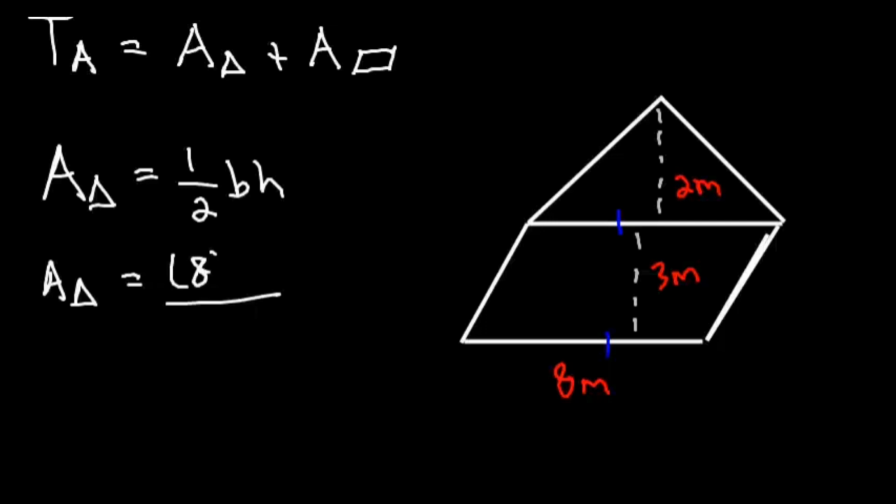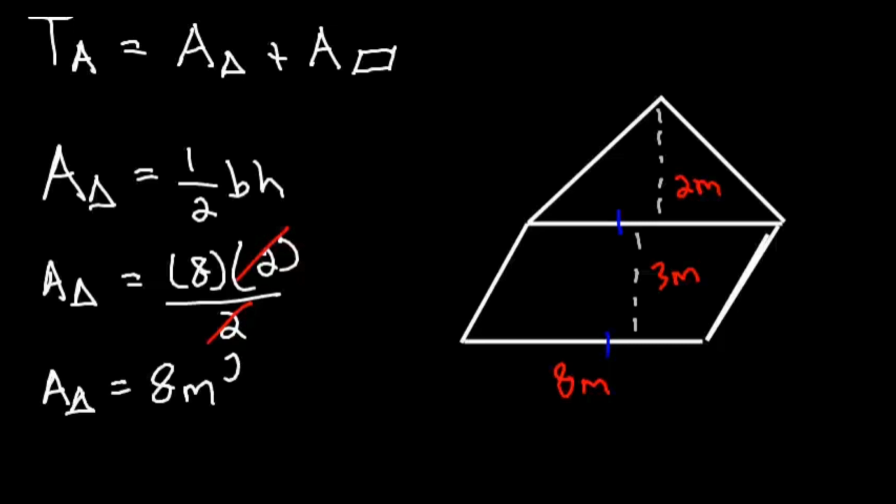We can now input the values, because we know that the length of the two sides of the parallelogram are equal. So one of them is the base of the triangle, which is 8, and the height of the triangle is 2 meters over 2. Now the 2's will cancel out, leaving only 8 left. So the answer is 8 meters squared. It's in meters this time, so make sure you're reading the units.